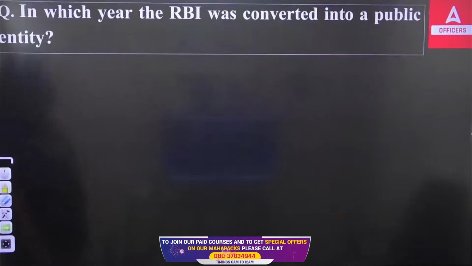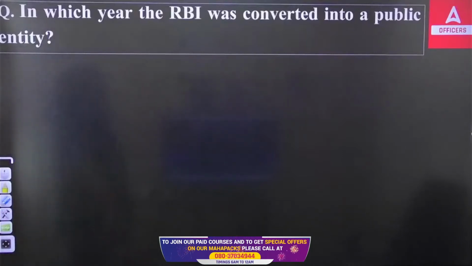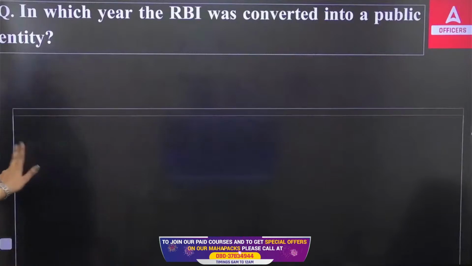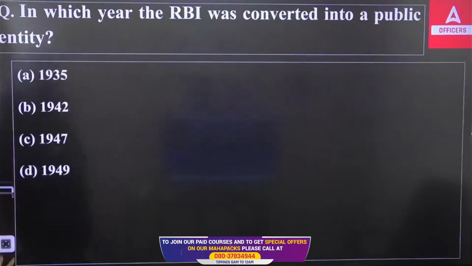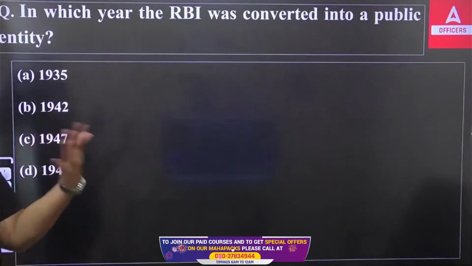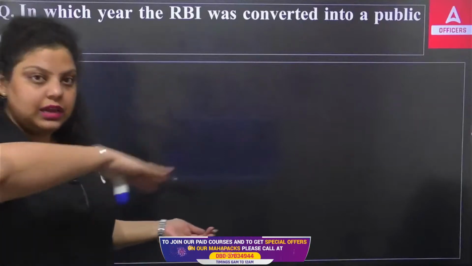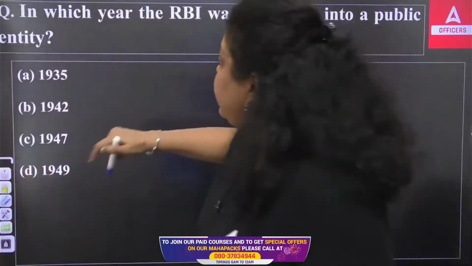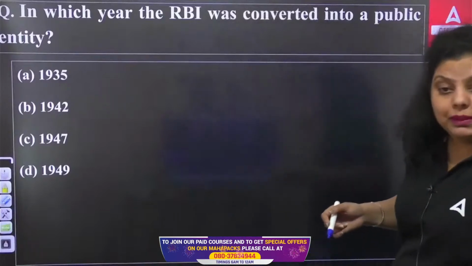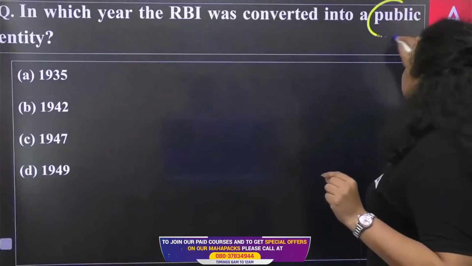Okay, now, in which year was the RBI converted into a public entity? In which particular year was RBI converted into a public entity? Let me know. Public entity means government's entity. Public is not like an individual person's entity. No. When you use the term public in economics, it represents the state.